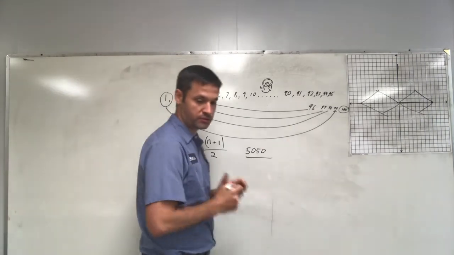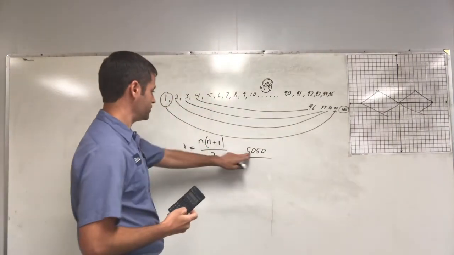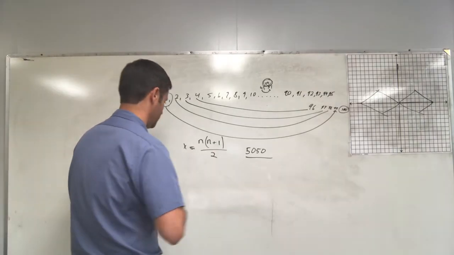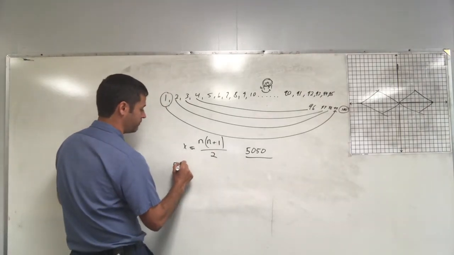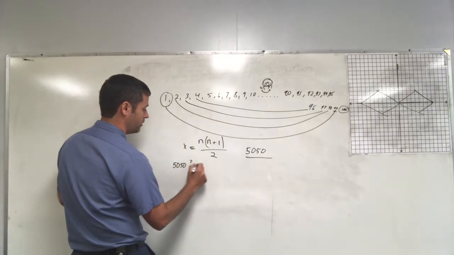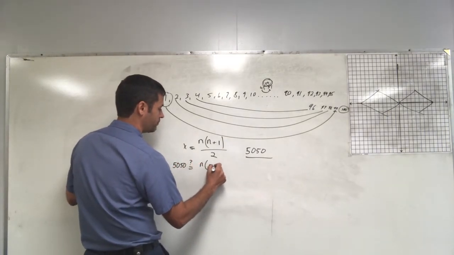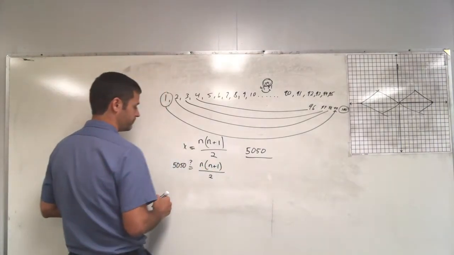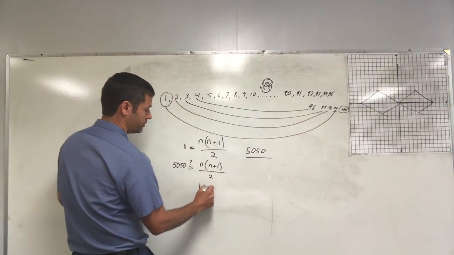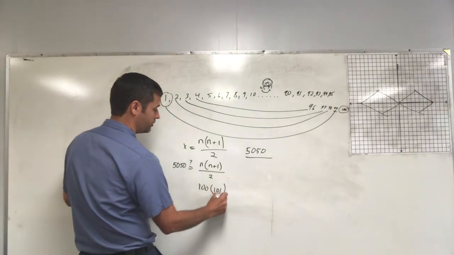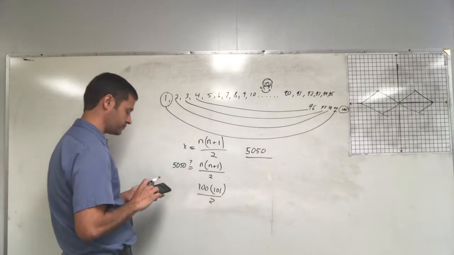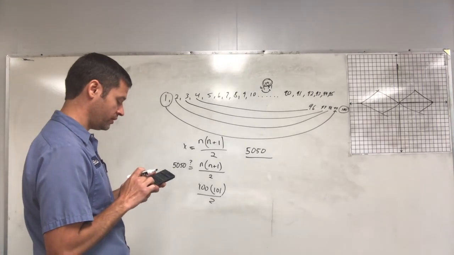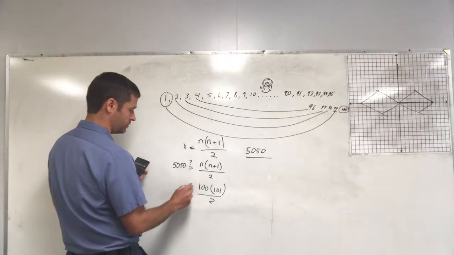So let's see if that works. For this 100 numbers, n equals 100. So we are asking, does 5,050 equal n times n plus 1 divided by 2 when n equals 100? So 100 times 101 divided by 2. Use your calculator there and tell me 100 times 101 divided by 2 equals 5,050.